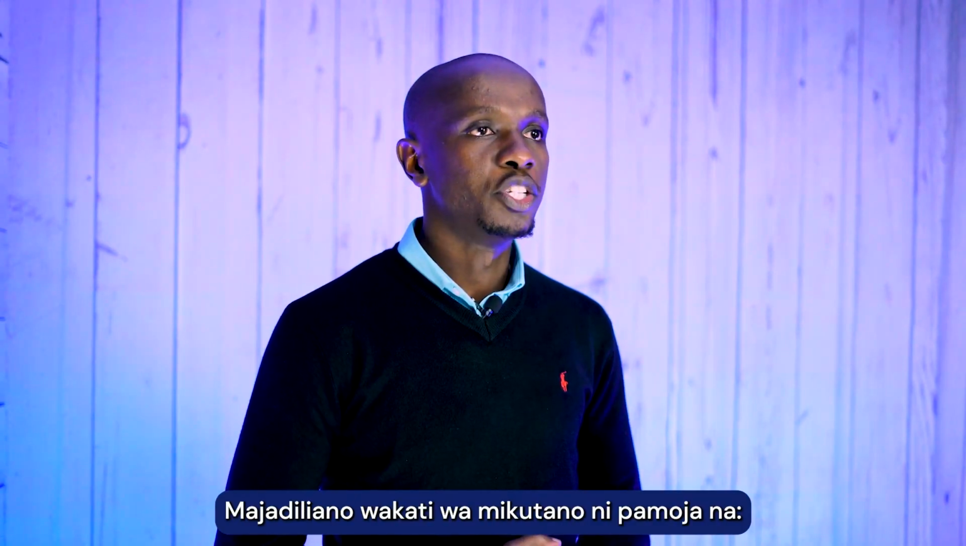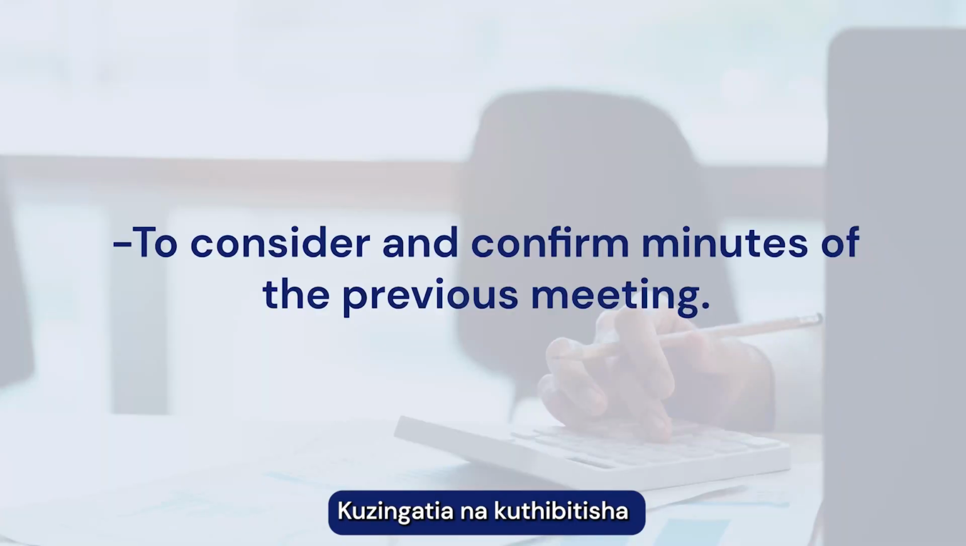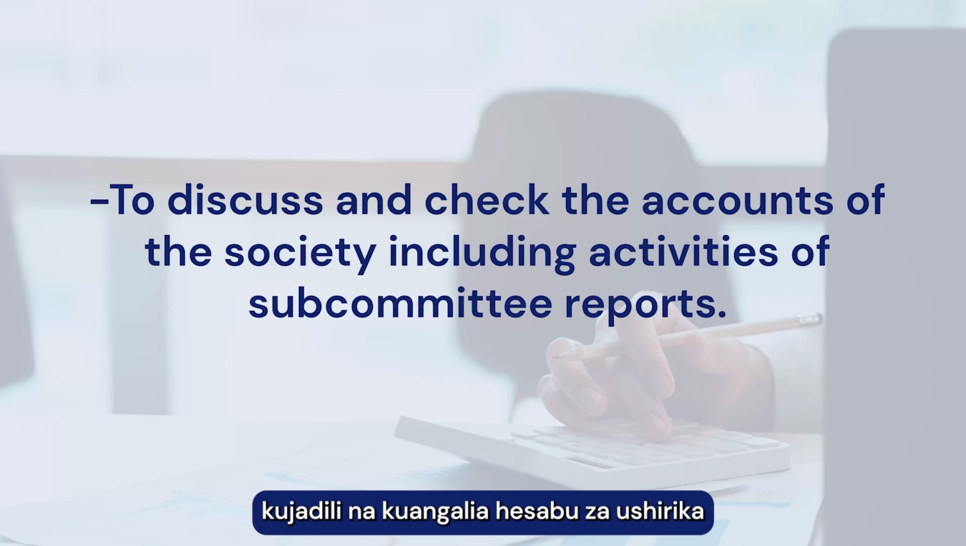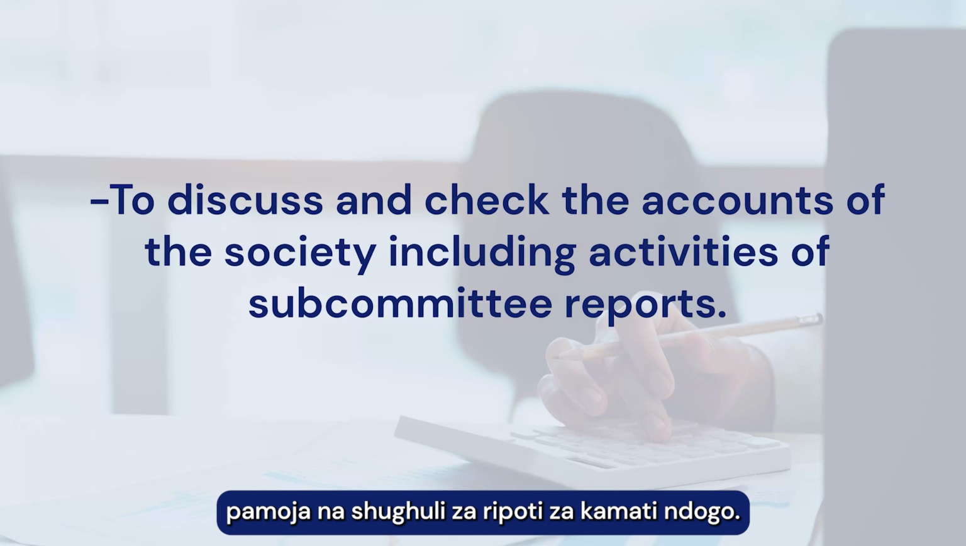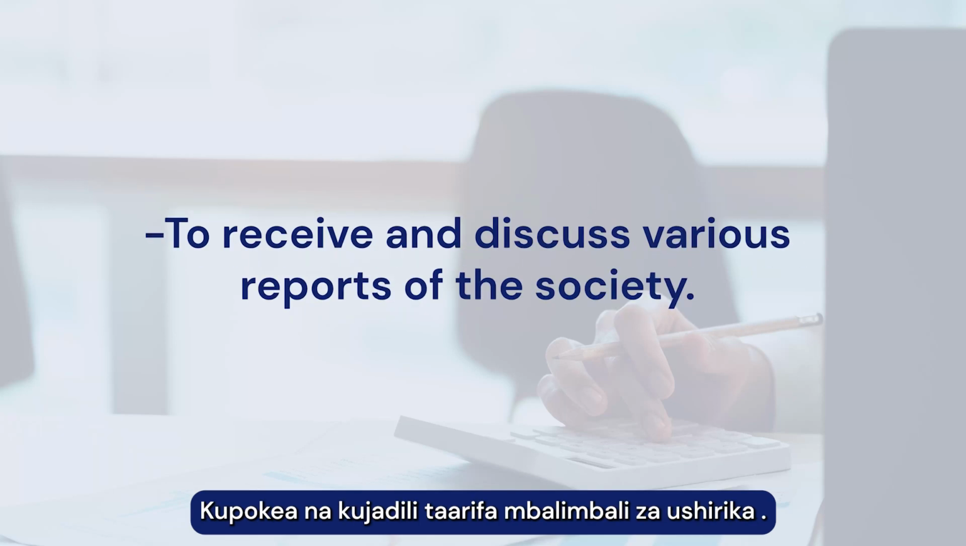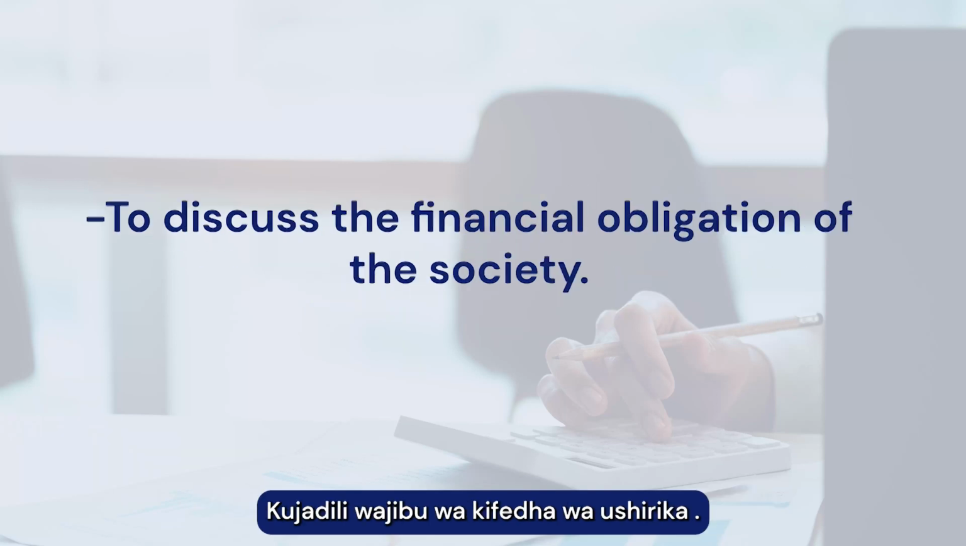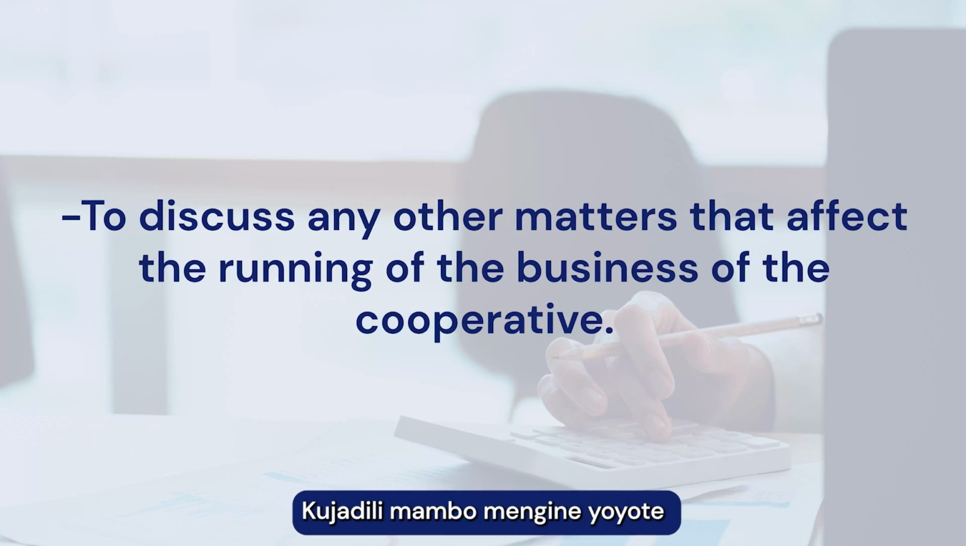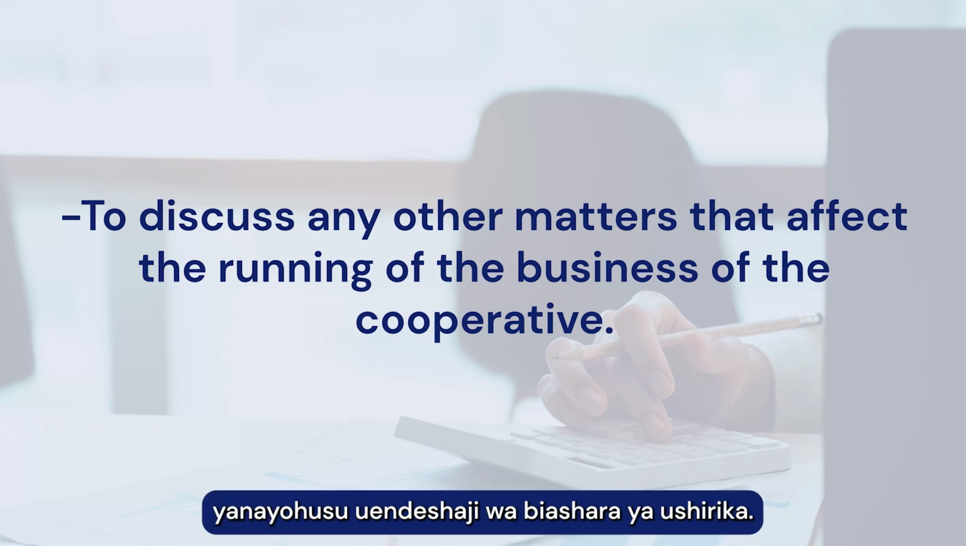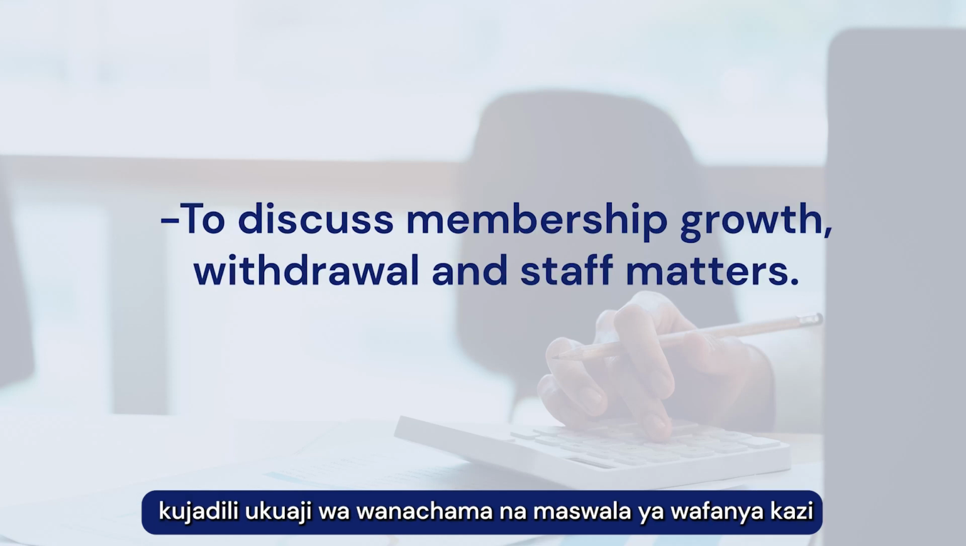The discussions during the meetings include to consider and confirm minutes of the previous meeting, to discuss and check the accounts of the society, including activities of subcommittee reports, to receive and discuss various reports of the society, to discuss the financial obligation of the society, to discuss any other matters that affect the running of the business of the cooperative, to discuss membership growth, withdrawal, and staff matters.